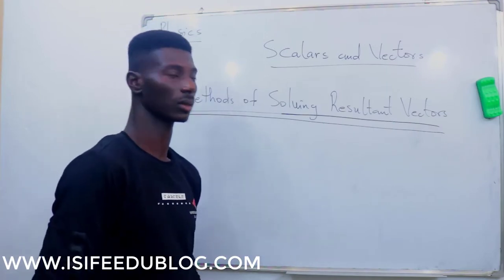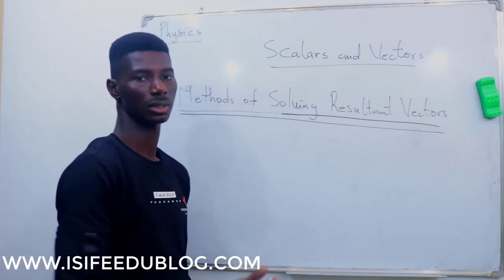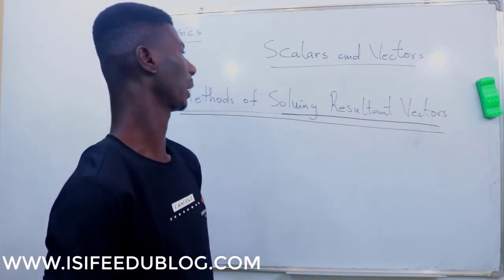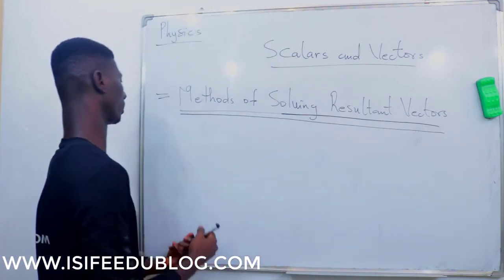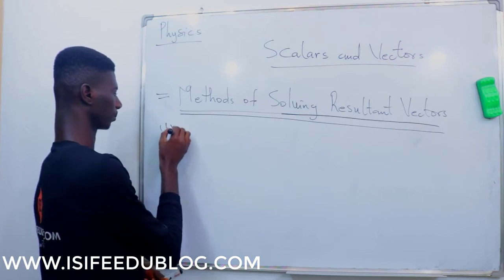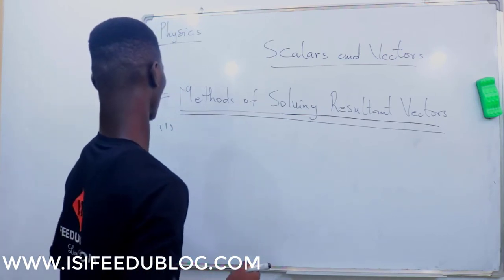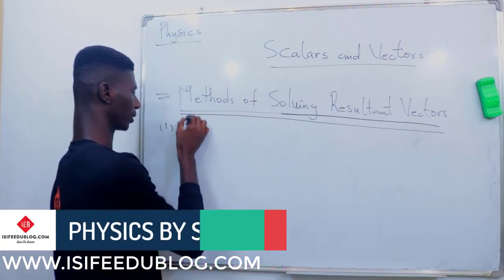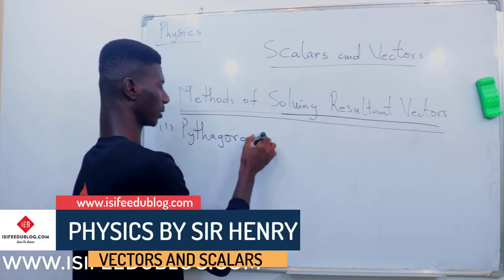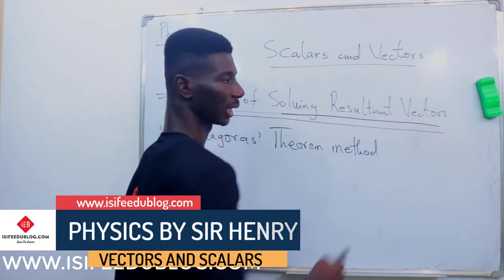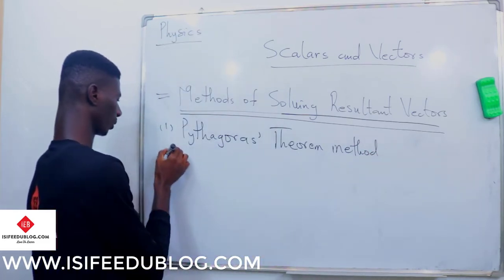Now over to the methods of solving resultant vectors. Actually, we have three methods of solving resultant vectors. Number one method is called the Pythagoras theorem. The Pythagoras theorem method.